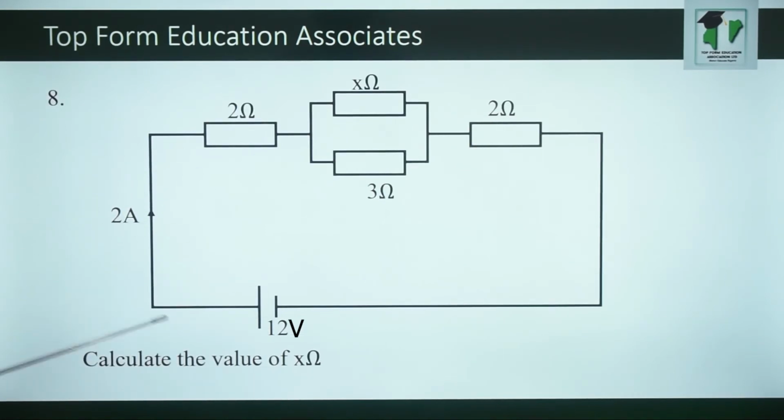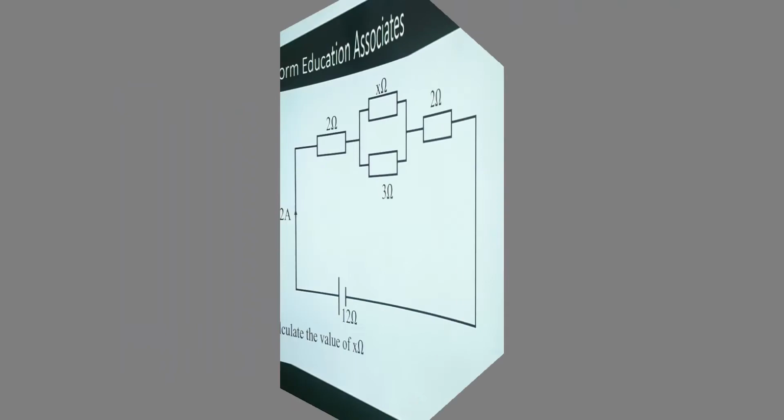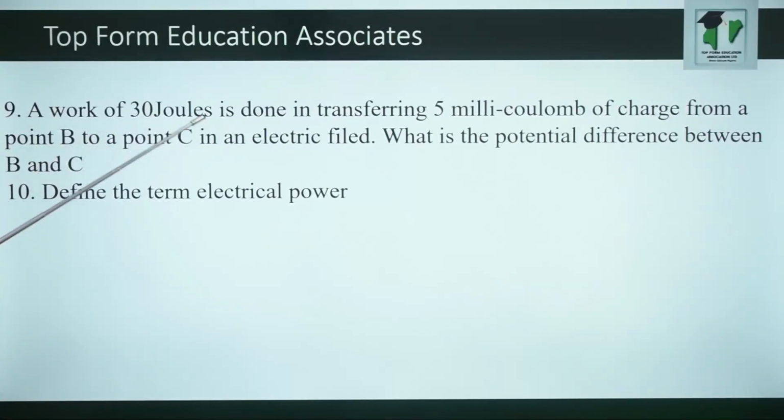Number 8 is a circuit diagram in which you are asked to calculate the value of the X ohm here. You have 2 ohms, you have 3 ohms, you have 2 ohms, you have the current 2 ampere, and total voltage is 12 volts here. Now, number 9, a work of 30 joules is done in transferring 5 millicoulomb of charges from a point B to a point C in an electric field. What is the potential difference between B and C? Then finally, define the term electrical power. I believe you've copied the questions down.